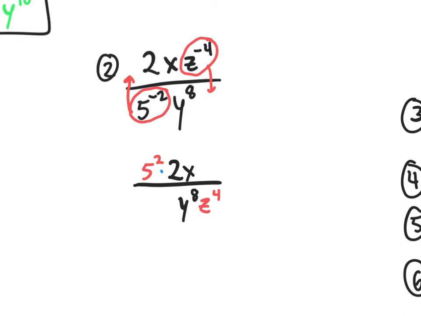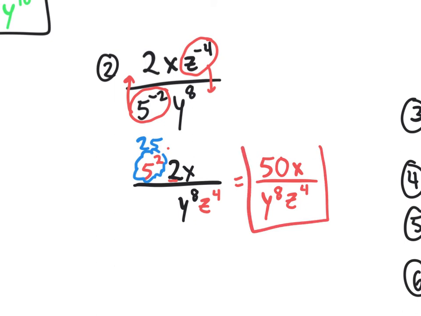So the question is, could I do anything else? Now, what do I mean by could I do anything else? Maybe if it were a y to the fourth, then I'd be able to add 8 plus 4 because I'd have both y's. But it's not a y, it's a z, so I cannot do anything to the denominator. That's going to stay exactly the way it is. But up on top, I could actually do 5 squared. 5 squared is 25. And then after that, I could actually do 25 times 2. 25 times 2 is 50. So let me rewrite my answer over here with a 50 instead of a 25 times 2, with an x, and on the bottom we have the y to the 8th and the z to the 4th. And that is all we could do. That is our answer.